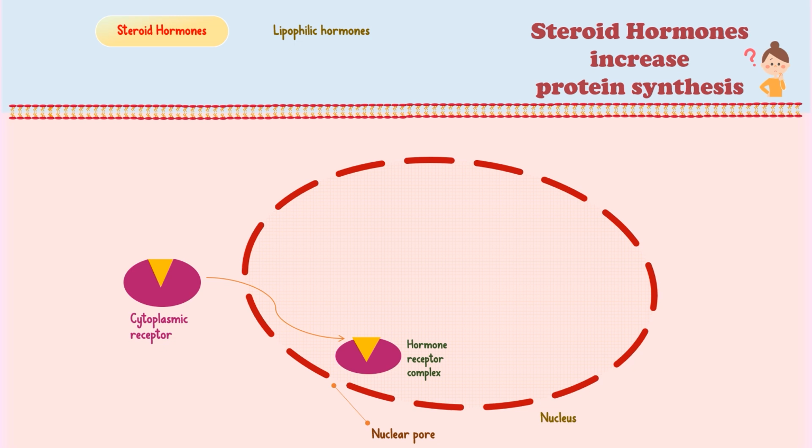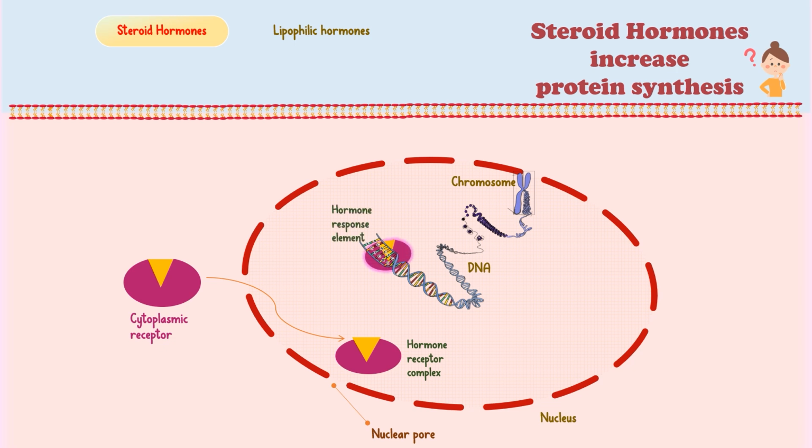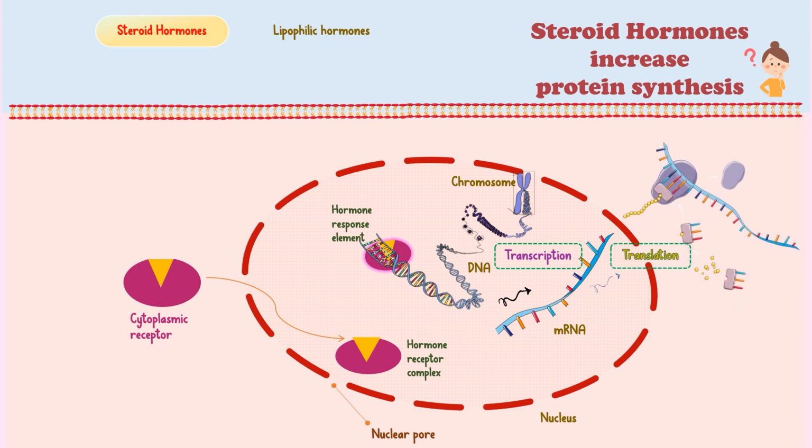The activated hormone-receptor complex then binds with a specific regulatory or promoter sequence of the DNA called the hormone response element. The combination binds at specific points on the DNA strands in the chromosomes and activates the transcription process of specific genes to form mRNA. The mRNA diffuses into the cytoplasm, where it promotes the translation process at the ribosomes to form new proteins.